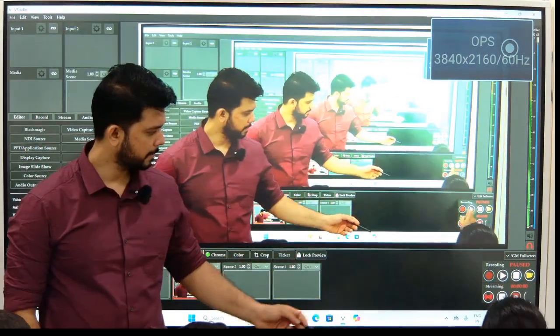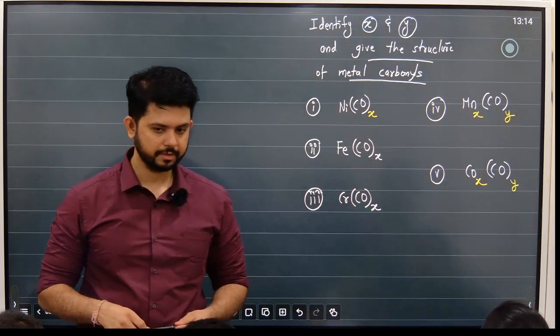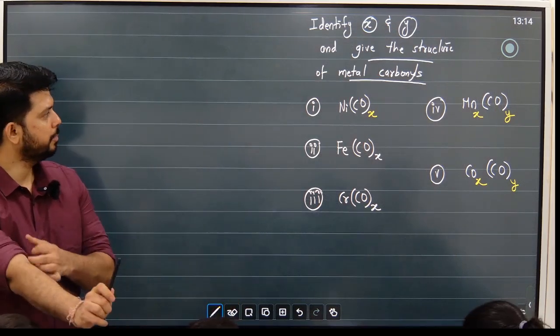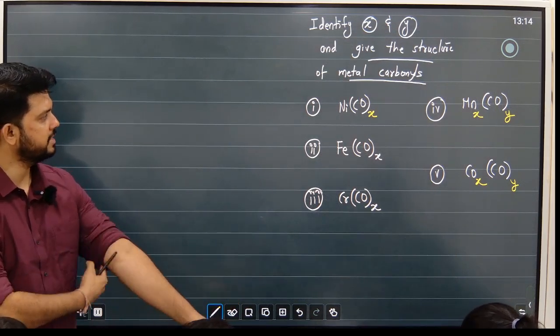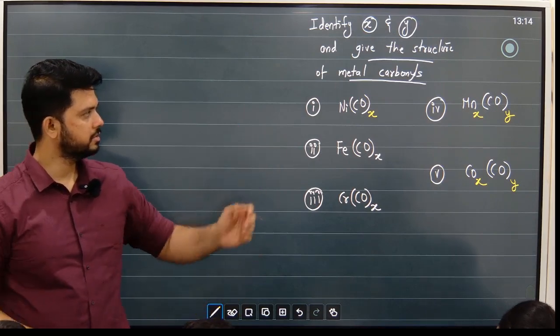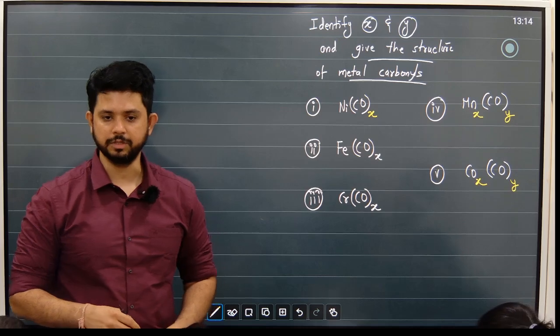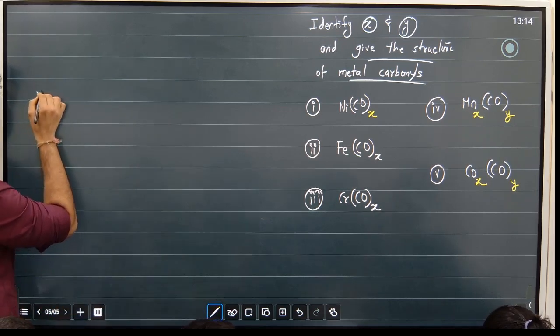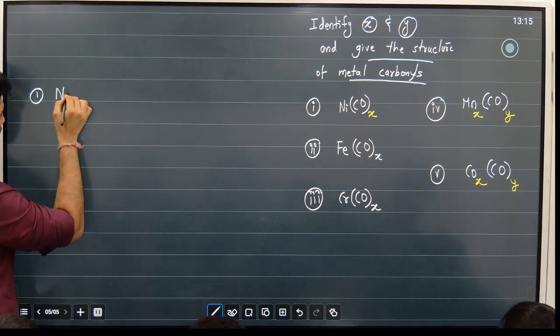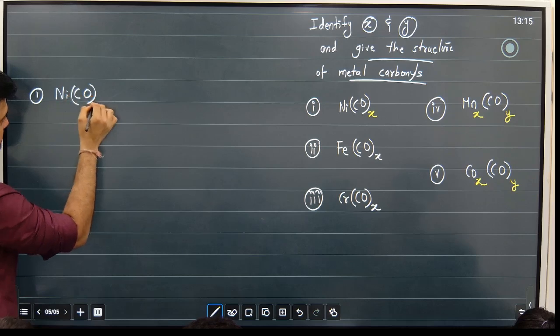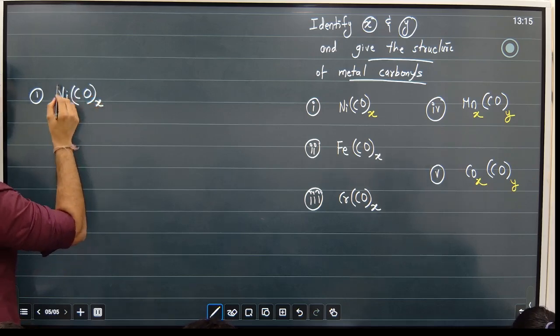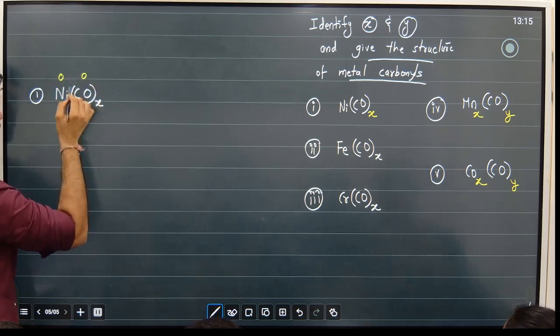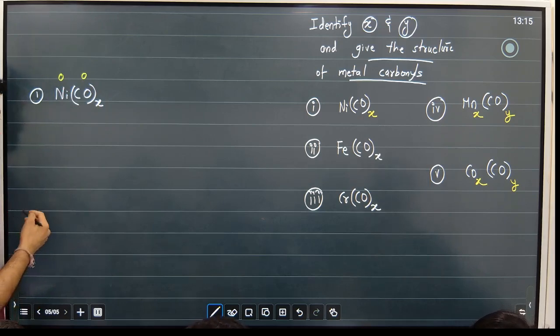KP, pause. Okay. So maybe the last topic that we have is identify X and Y and give the structure of the following metal carbonyls. Now, if you look at the first one, people, first complex, Ni(CO)x. Now, people, we know that Ni is 0 over here because carbonyl is 0.